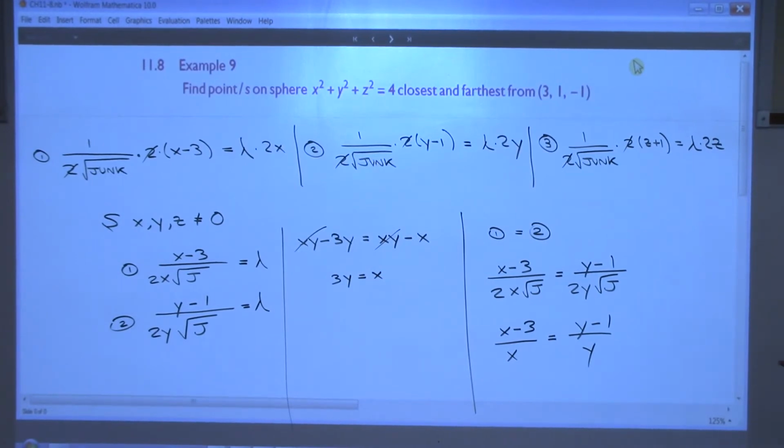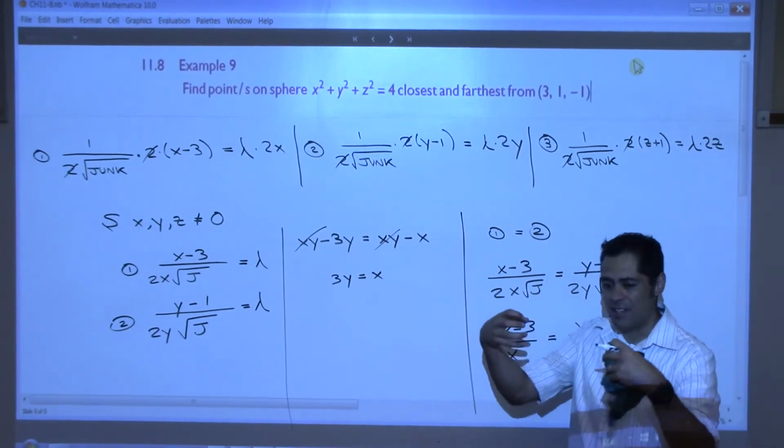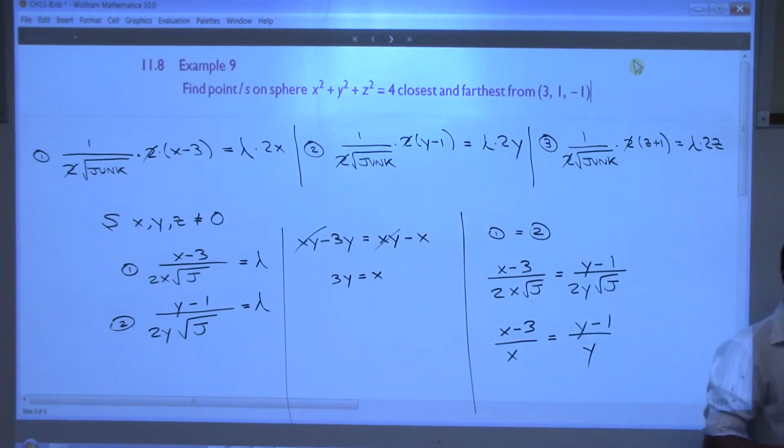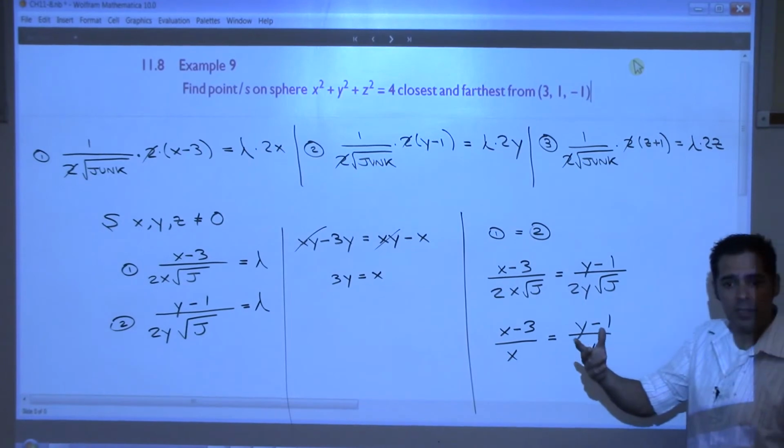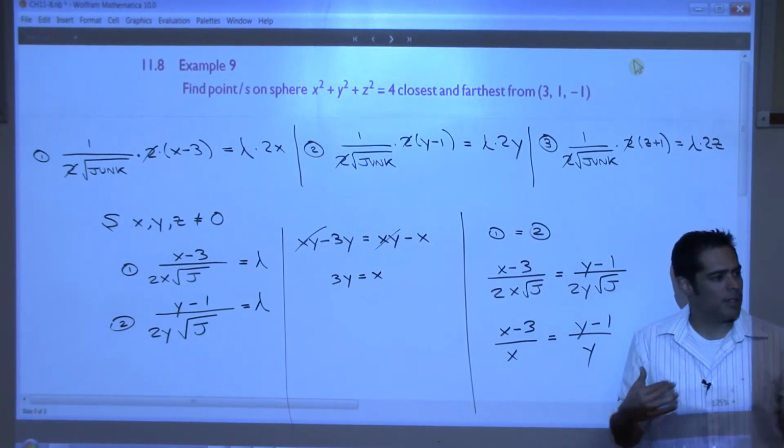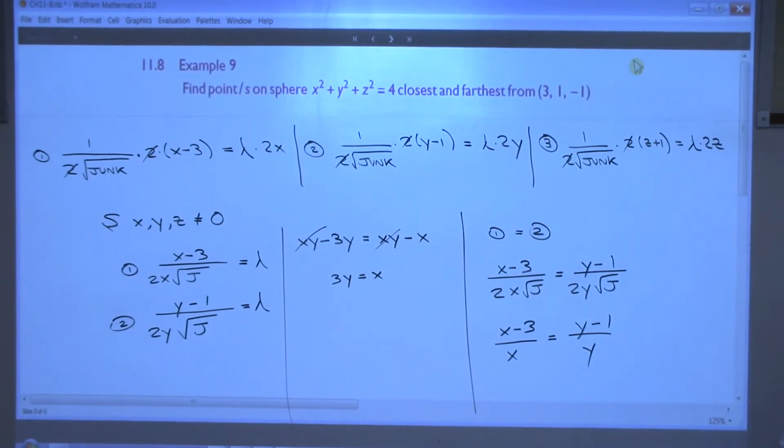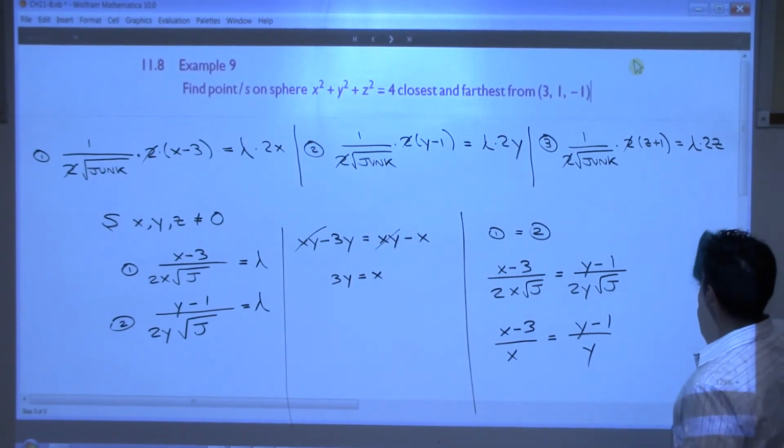Now, that was me just setting two of those equations equal to each other. What if I set the first equation equal to the third equation now? I'm probably going to get another relationship, right? So you want to go ahead and do that? Any questions on this? Seeing some glazed looks. Could just be spring break still?